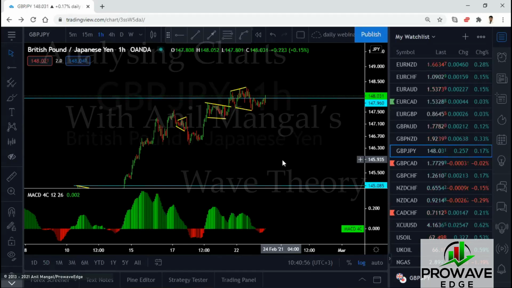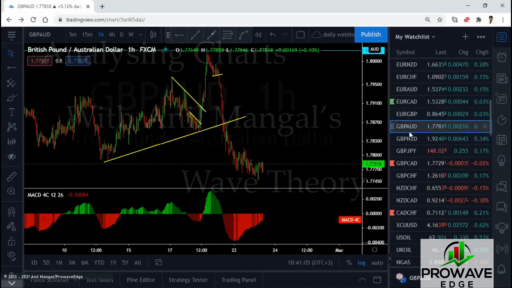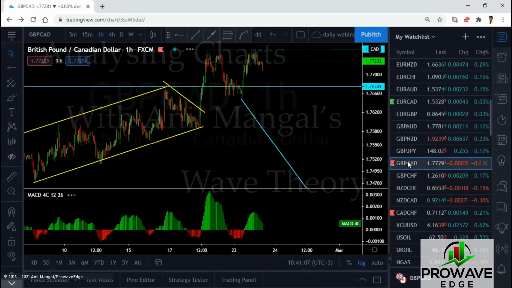So you can go buy it just to prove a point to yourself, but then you will learn a lesson. Pound New Zealand, we're looking for the sell. Let's go. Pound Oz, I skipped the Pound Oz. No, Pound Oz is a sell too. Pound CAD, let's look at Pound CAD.